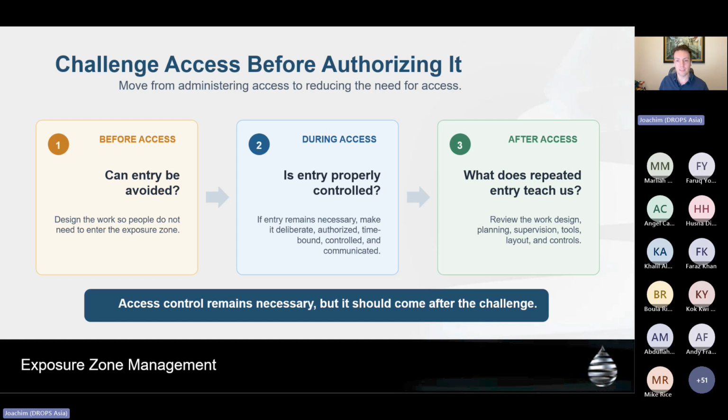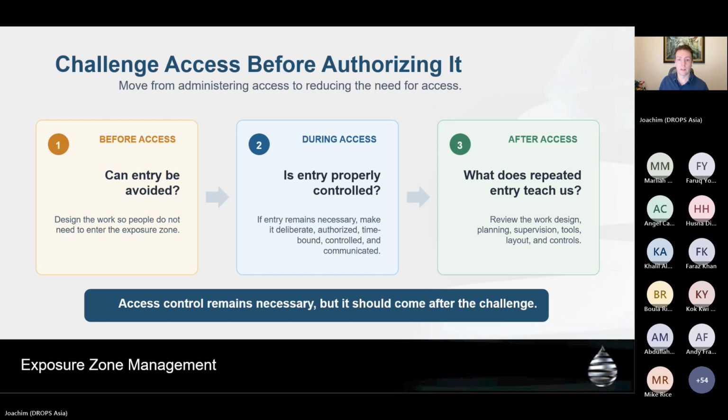If entry is still necessary, then we move to the second question. During access, is entry properly controlled? At this point, authorization and access control are still very important. Entry should be deliberate, time-bound, clearly communicated, and controlled. People should understand why entry is necessary, what the limits are, what conditions must remain in place, and when work must stop.